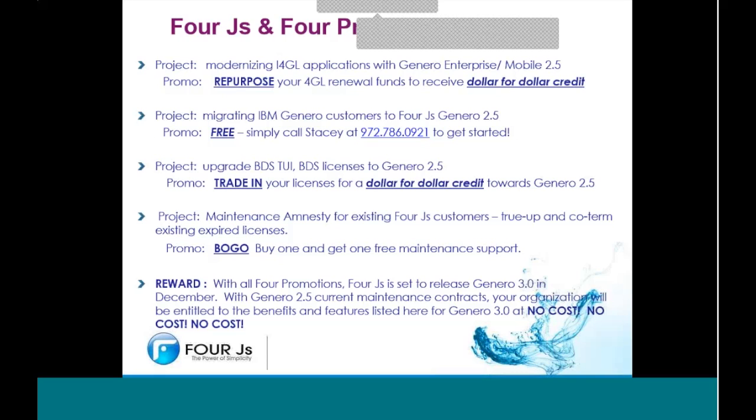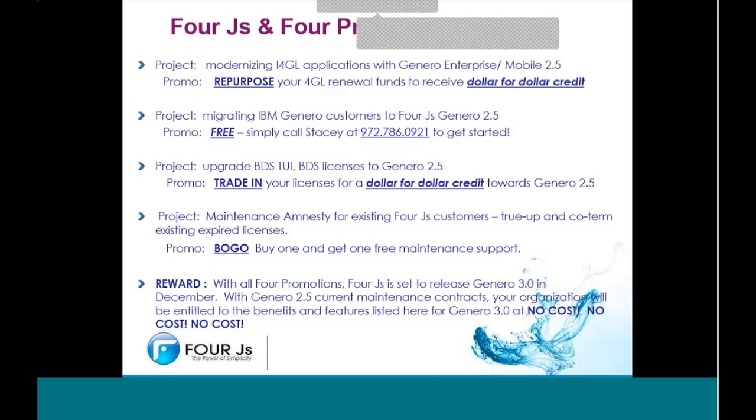And last but not least, we have some existing 4J's customers that have lapsed in maintenance. We'll work with you through Advanced Data Tools to true up and co-term your existing expired licenses so that you move to Genero 2.5, and when 3.0 is due to be released in December, you will actually be able to go to 3.0 at absolutely zero cost.